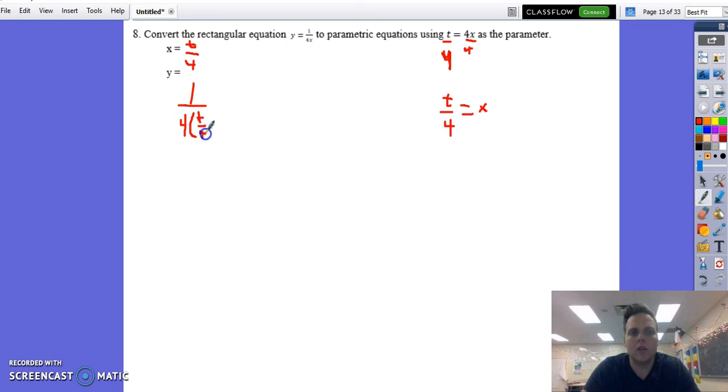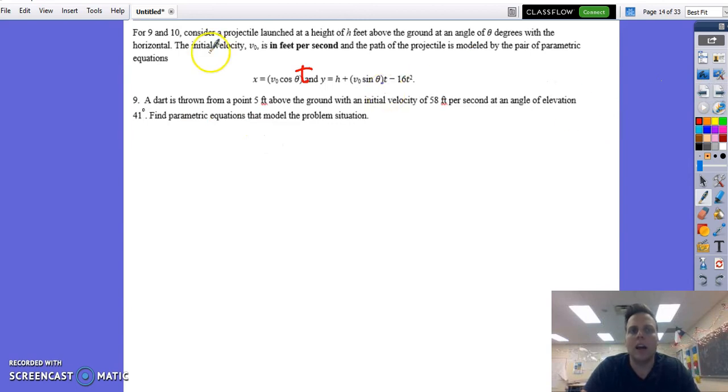T over 4. Okay? Now, when you're multiplying a whole number and a fraction, the whole number multiplies to the top. And it allows me to cancel it out with a denominator. So I'm just going to get 1 over t. So y is equal to 1 over t. Awesome. Next problem. Problem number 9.